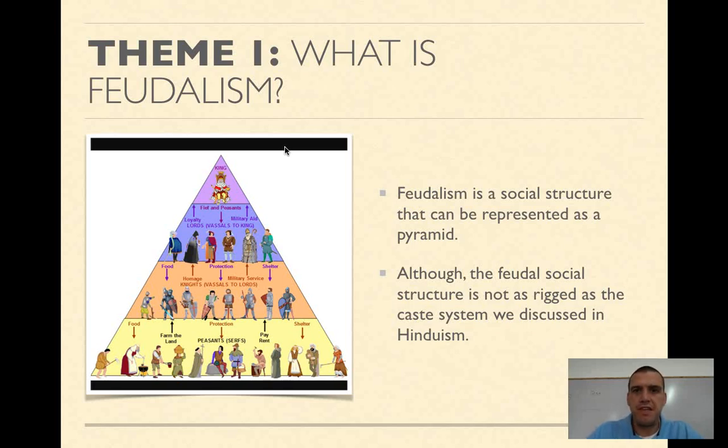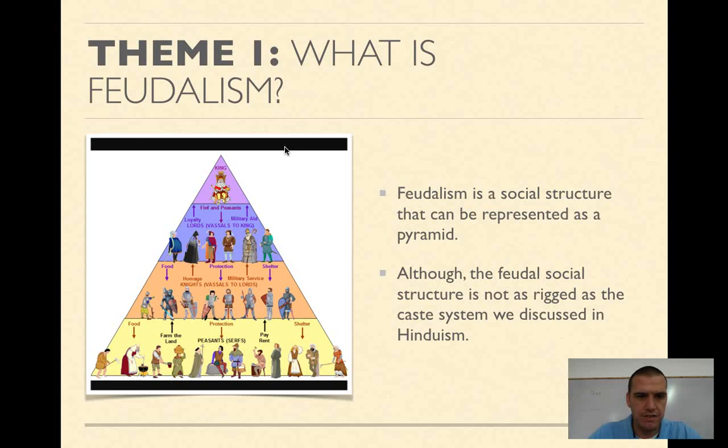So, still in theme 1, here's a visual now of what I was speaking about a few slides ago. Here's a graphic of the social structure of feudalism in medieval Europe. As you can see, the top is the king, and right below him you have the fiefs and the lords that he would give the fiefs to. And again, we call them vassals. Below them is the knight class, and then below them is the peasant class.